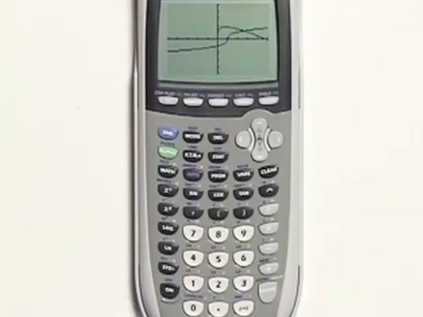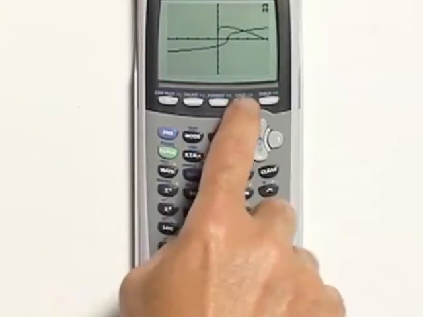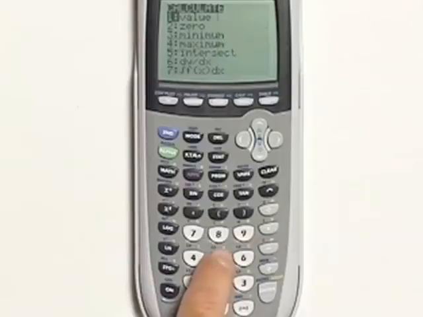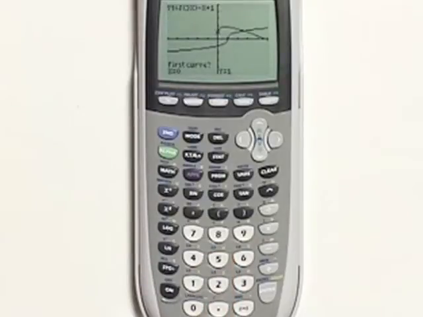To find that point of intersection, we press the second calc, which is the same as trace key. We have choices now. Number 5 is intersect, so we press 5. It's asking us for the first curve, if that's y sub 1, and it is, so we press enter. It's asking us for the second curve that we want to use, y sub 2, and that's of course yes, so we press enter.